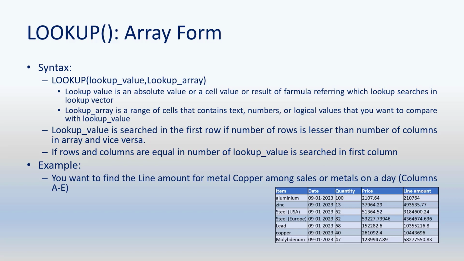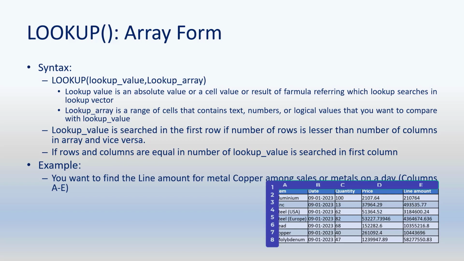So now I want to know the line amount for metal copper in the list. So first I need to know where is copper, and for copper I need to know what is the corresponding line amount. First, the lookup value is copper. You can write the absolute value of copper. When you are writing the lookup value in the text form, you need to put the value in quotes. If it is a number, you do not need to put the value in quotes. So the lookup value is copper in the lookup function.